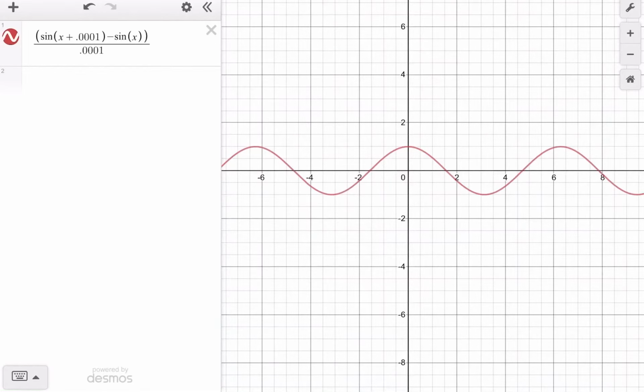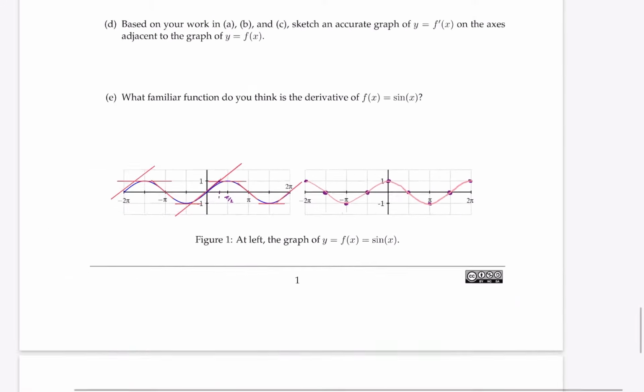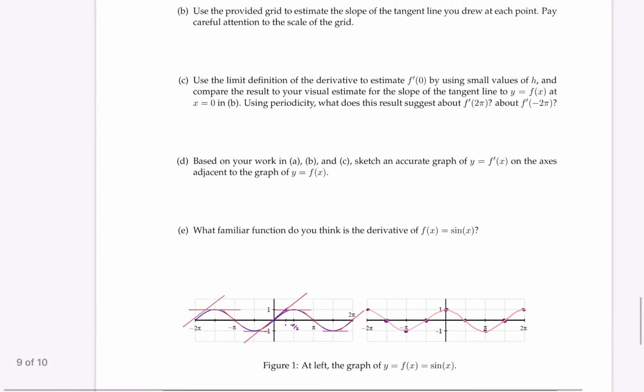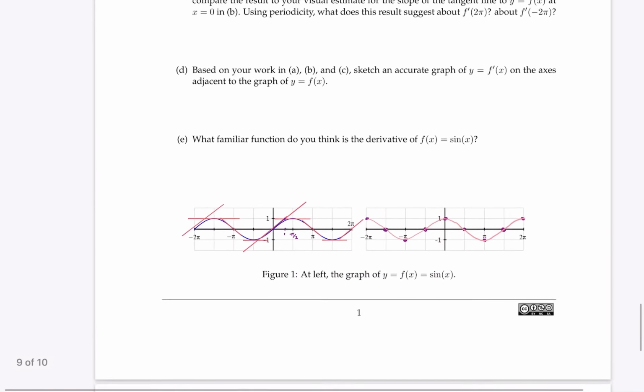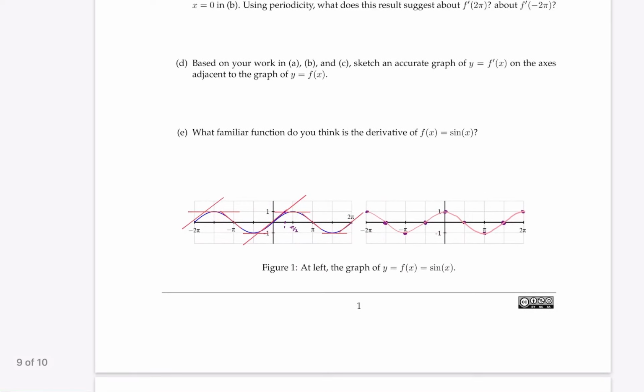And the conclusion that we should come to is that if we have the function f of x equals sine of x, then the derivative of that function, f prime of x, equals cosine x.